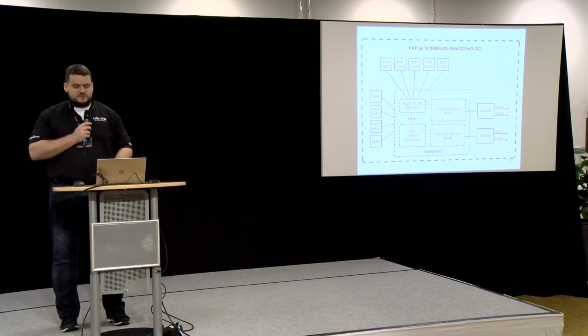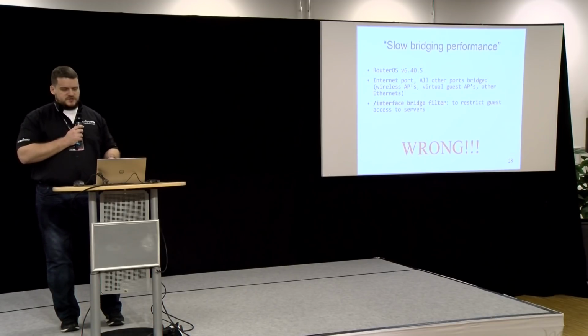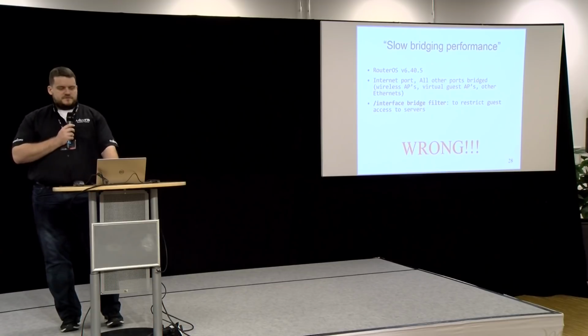Mike starts to configure this device. So he starts with version 6.40.5. He has the internet port. He bridges all the other ports, including wireless, some virtual wireless access points for his guests, and the other Ethernets. And now he needs to isolate his servers from his guest network, where the customers connect. So, of course, he goes to the interface bridge filter and makes a firewall on that device. So the idea is not so bad, but the implementation is just wrong.